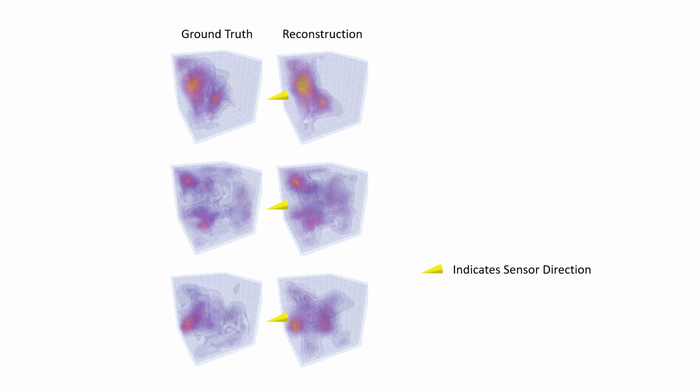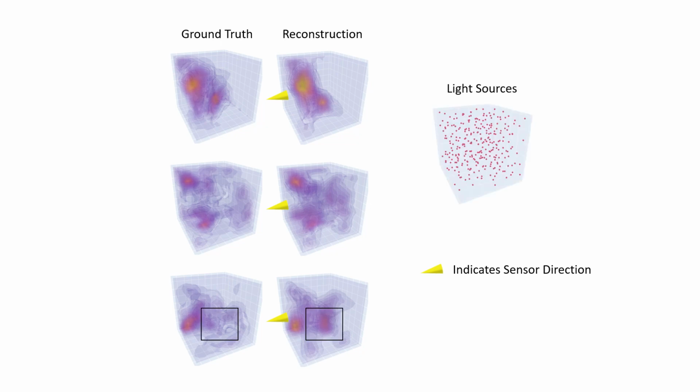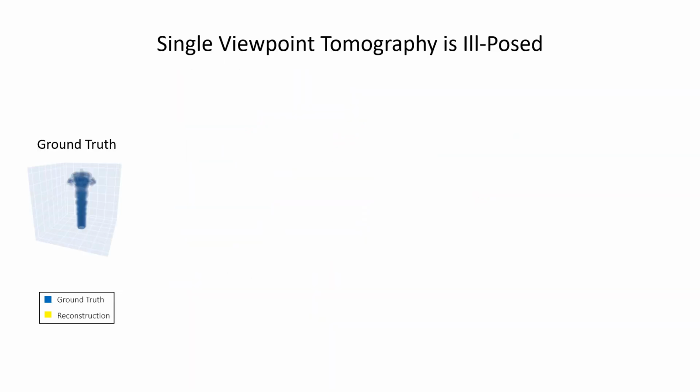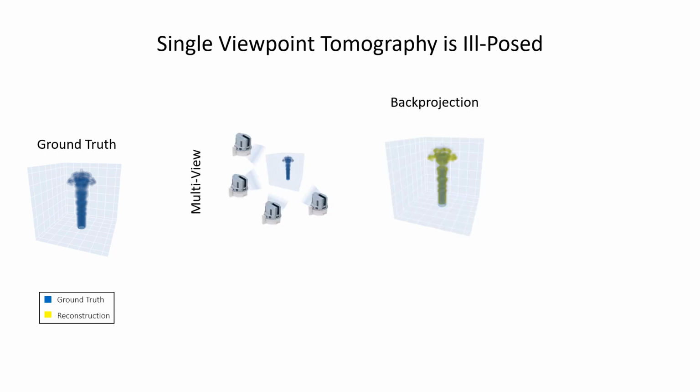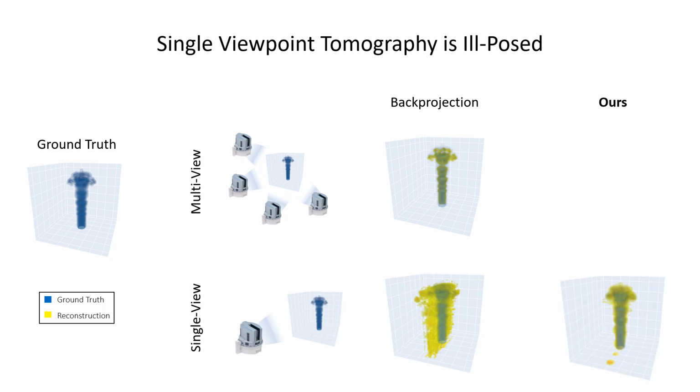Using our approach, we can recover randomly generated refractive fields given single viewpoint measurements of a dense field of light sources. However, due to the ill-posedness of this problem, our method can still be susceptible to artifacts in the reconstruction. Existing refractive tomography methods can recover refractive fields accurately given multi-viewpoint measurements, but are susceptible to back projection artifacts in the single view setting. However, our method can accurately recover refractive fields with single viewpoint measurements.